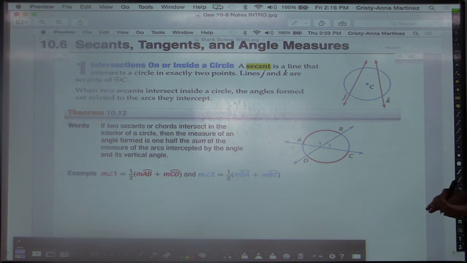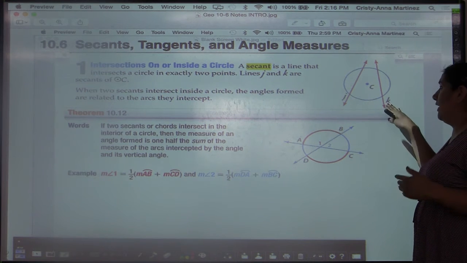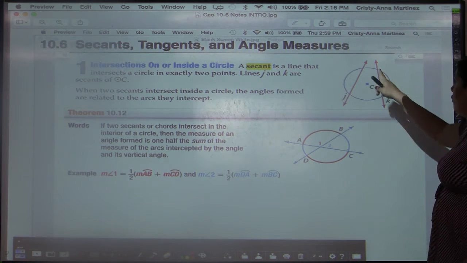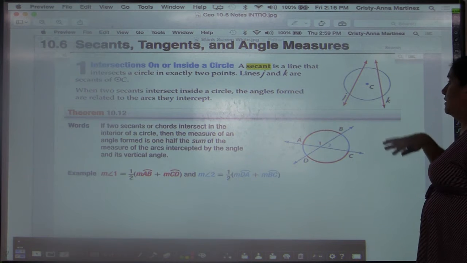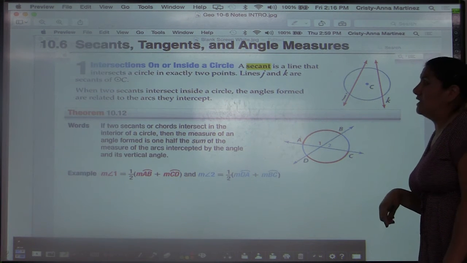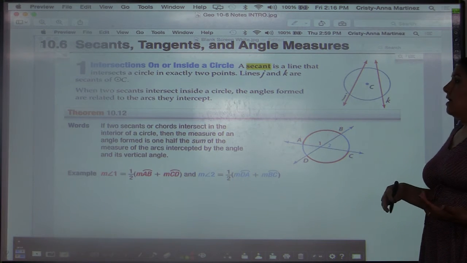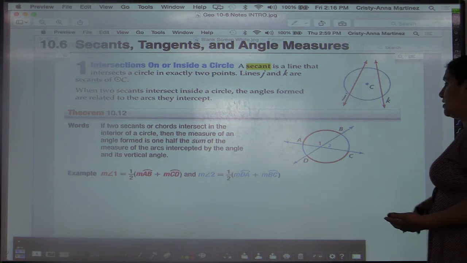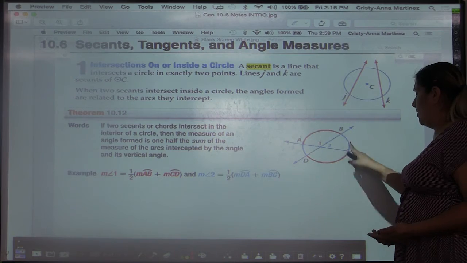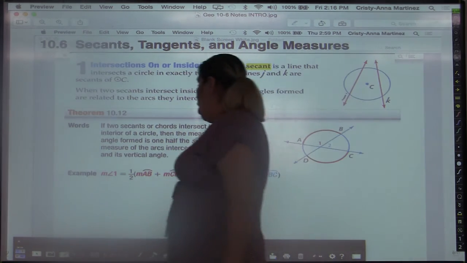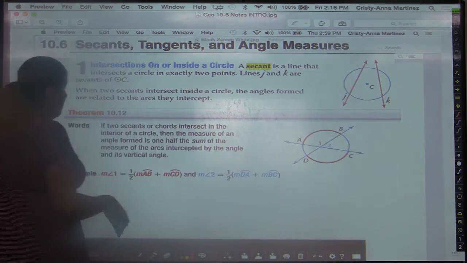Now, J and K are not intersecting inside the circle; they're going to intersect eventually outside the circle. But when 2 secants intersect inside a circle, the angles formed are related to the arcs that they intersect. These arcs are the red here and the blue here, and they are related by theorem 10.12.